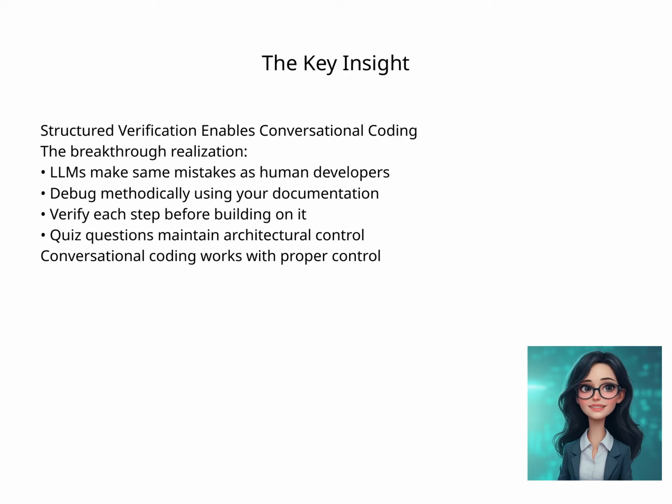LLMs make the same mistakes as human developers. So you debug them methodically using your documentation as reference. But you must verify each step before building on it, and quiz questions ensure you maintain architectural control. Conversational coding works when you maintain control through comprehensive context and continuous verification. Without this control, you get working code that becomes unmaintainable technical debt.